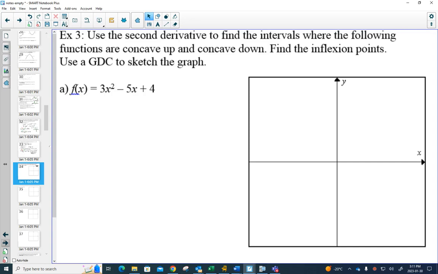So as a starting point, you might find intercepts if you can find them easily. A y-intercept, really easy. That one, plug in 0 for x, get 0, 4. Does this one factor nicely? No. So we're going to leave the x-intercepts.